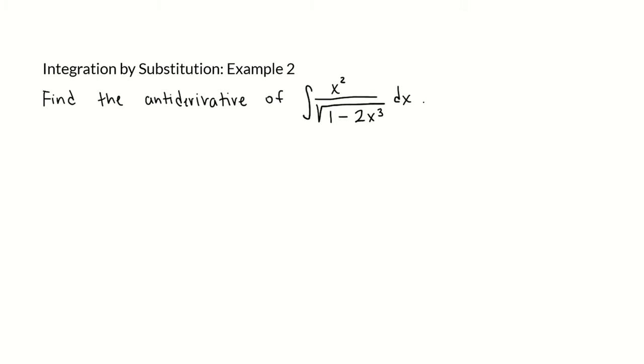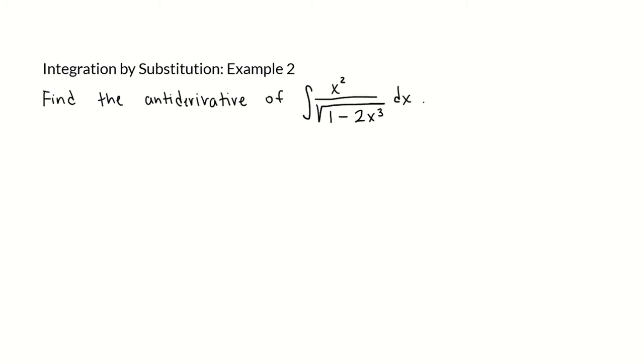In this example, we're going to find the antiderivative using substitution of the integral of x squared over the square root of 1 minus 2x to the third dx. And the problem with trying to integrate this straight from here is that we have these multiple pieces of functions. We have the x squared and then we have the square root of 1 minus 2x to the third. So really we have to do something else.